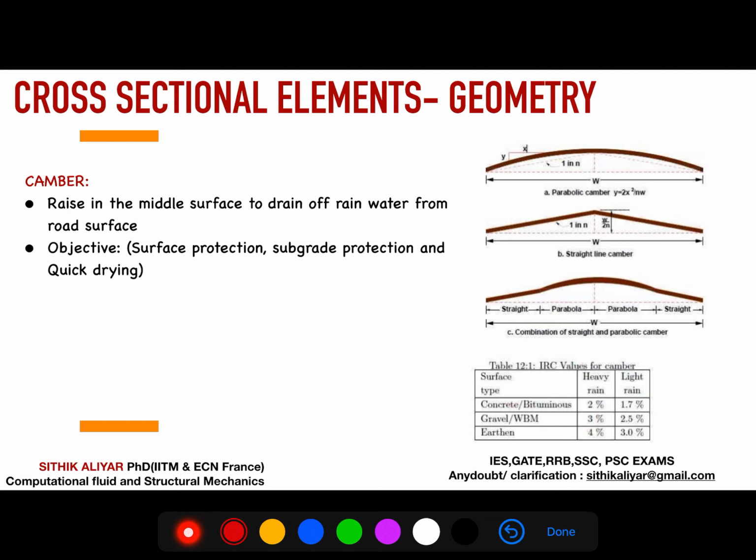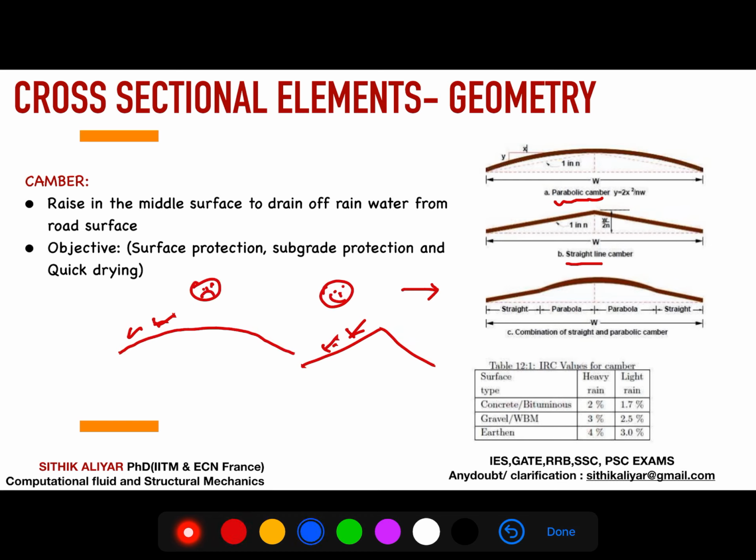So step 1 is what is camber. We are going to raise the middle surface. Why do we have to raise? It will give you surface protection, subgrade protection, and quick drying. There are 3 types of cambers you can see. One is a parabolic shape we can give, another is a straight line you can give. But IRC is suggesting that parabolic has a problem: parabolic camber is not good in drainage compared to straight line camber. Correct? Straight line is very good in drainage, but parabolic is very bad in terms of drainage.